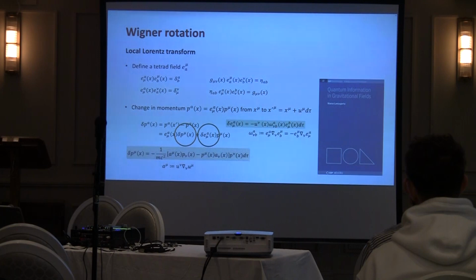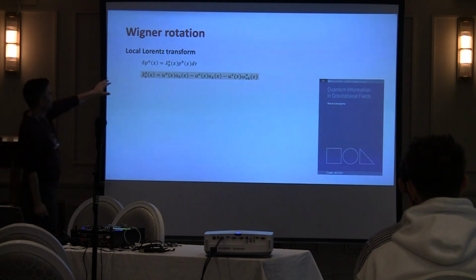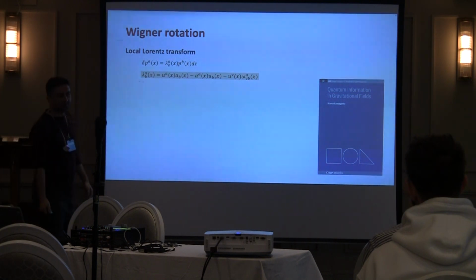So basically, at each point you have this local reference frame, these local frames associated with the tetrads, but then you need to kind of glue them together. That's the starting point. And this omega is the spin connection. This is how we define the spin connection. Then, if you want to write the difference in momentum in terms of this tensor lambda, you conclude that's how you write it, and this would be an infinitesimal Lorentz transform.